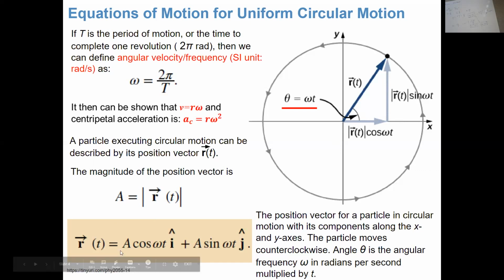Okay, so the position vector can be written as A times cosine omega t times i, plus A sine omega t times the j direction, the y component. You can see the components are a function of time t. They change as cosine for the x component and sine for the y component. All right.